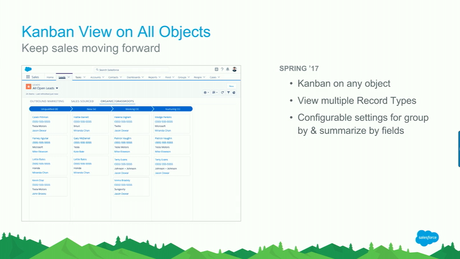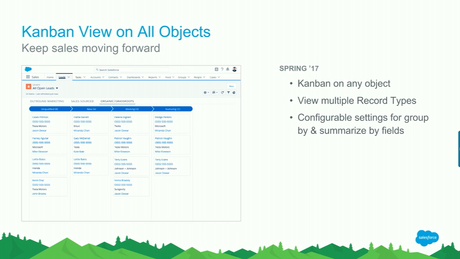Kanban is one of the most popular features in Lightning, and we've heard your feedback, and we're bringing it to more objects. So now you can have a Kanban view on all your standard objects and all your custom objects. And at the same time, we're also enhancing it by allowing you to have different record types in Kanban view. So if you're managing opportunities of different record types, now when you switch over to Kanban view, you're able to see those different record types as tabs in your Kanban view. That's actually very impressive.